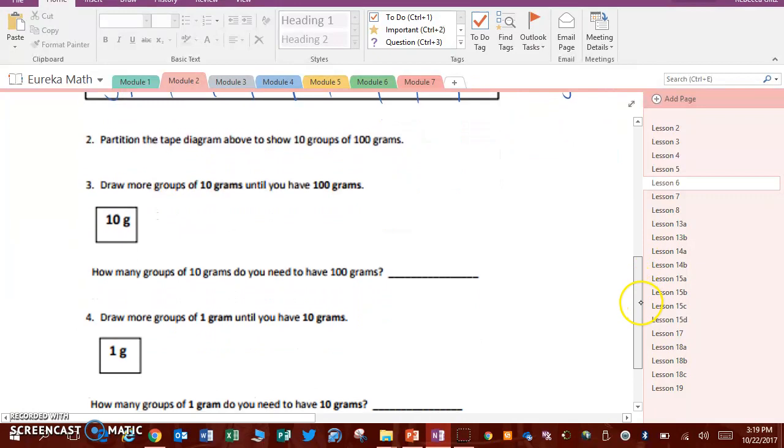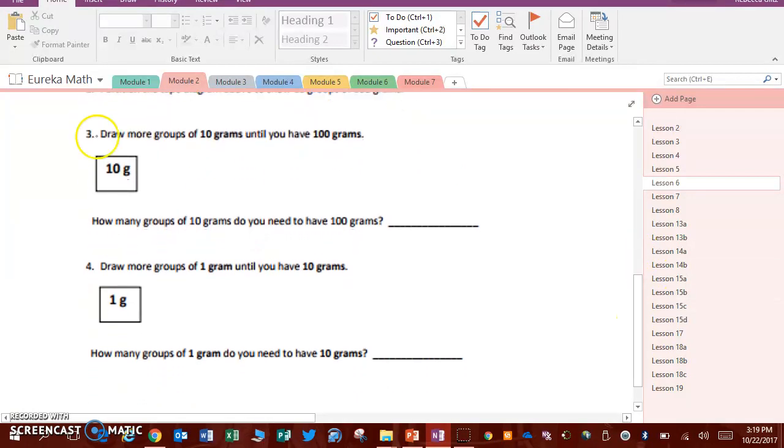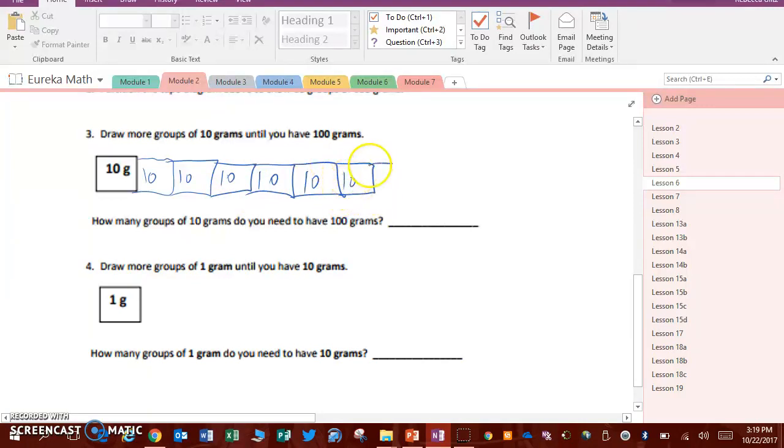All right, so let's look at number 3. Draw more groups of 10 grams until you have 100 grams. Well, this is fun. We get to count by tens. Okay, so this is 10. This is going to be 20, 30, 40, 50, 60, 70, 80, 90, and 100. You should have that written on your problem set.